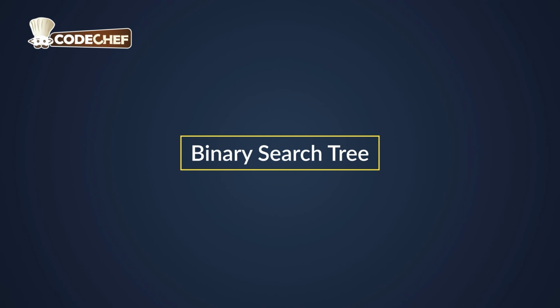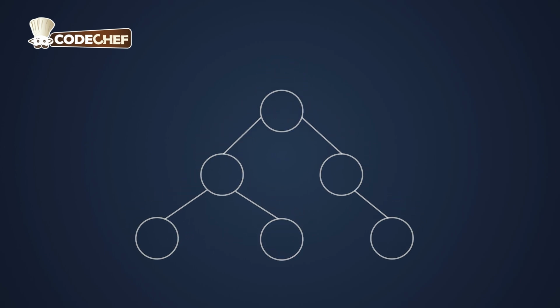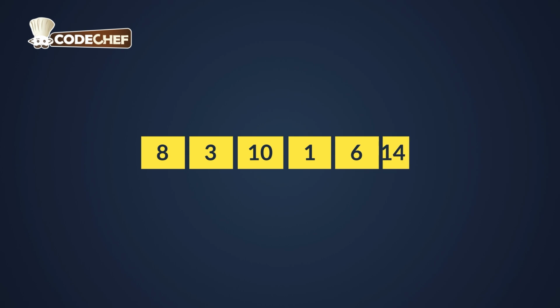A binary search tree, or BST, is a structure where each node follows a simple rule. Smaller values go to the left, and larger values go to the right. This property helps in efficient searching and insertion. We will insert the following values into an empty BST: 8, 3, 10, 1, 6, and 14.